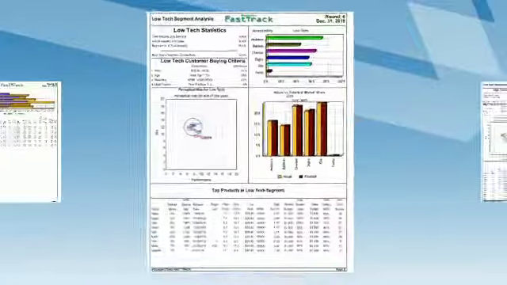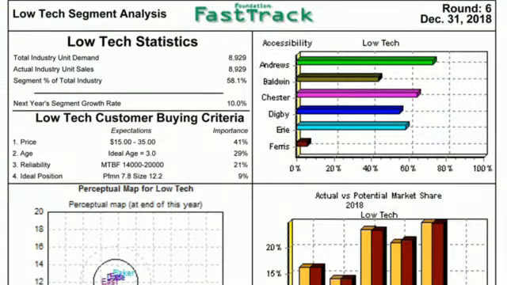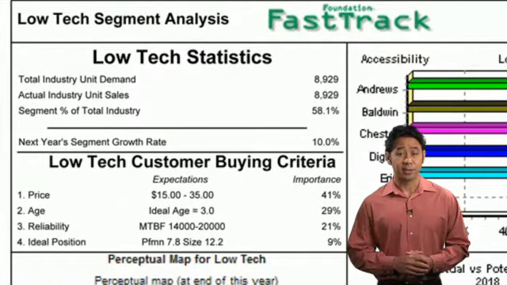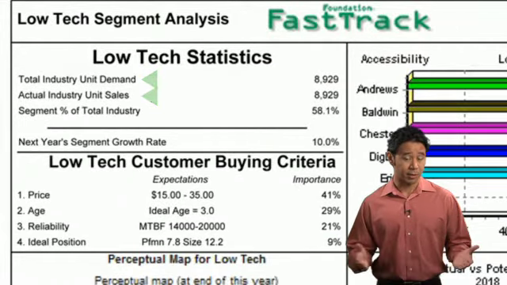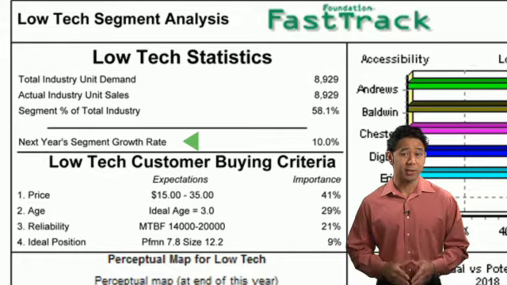The market segment analysis pages break down sales within each segment. Market segments are groups of customers who have similar needs. These differ between the segments, so a product that is highly regarded in one segment would be disregarded in another. The statistics area displays last year's demand and sales within the segment. It also shows next year's market growth rate.